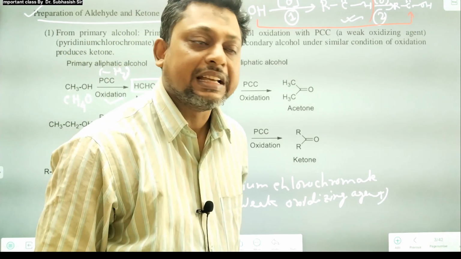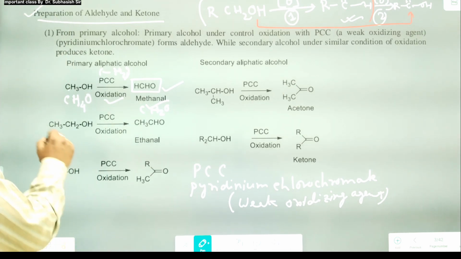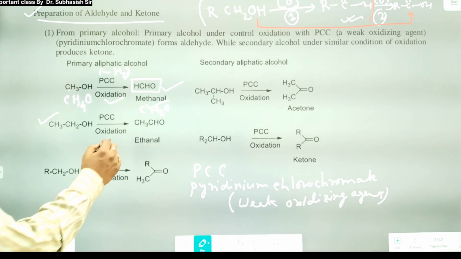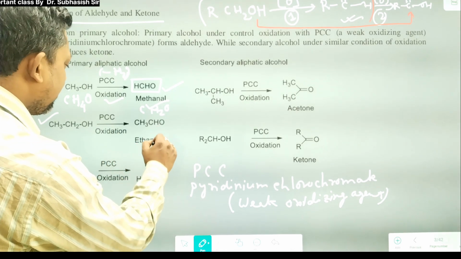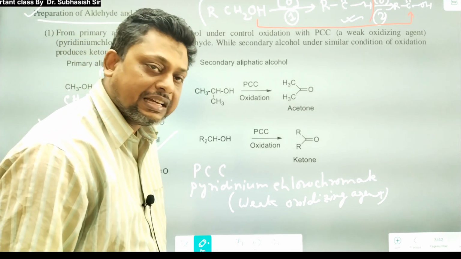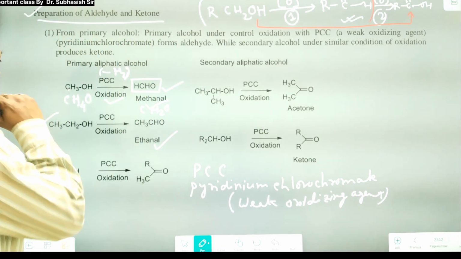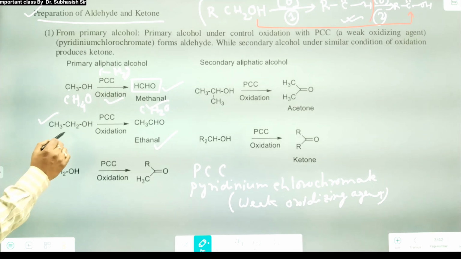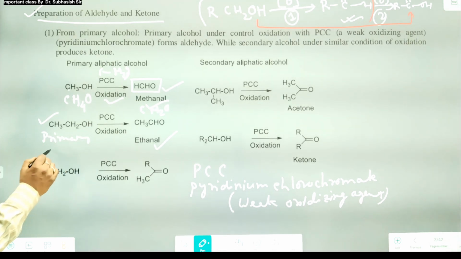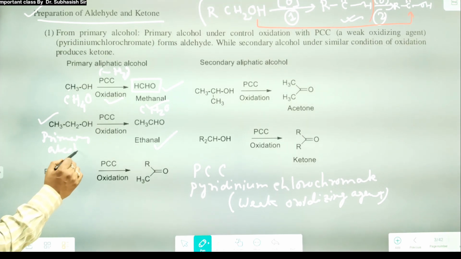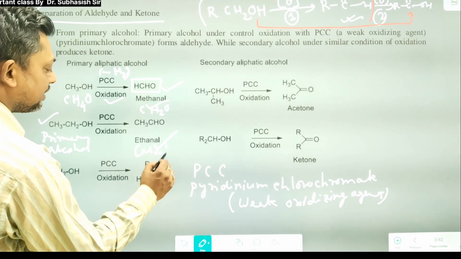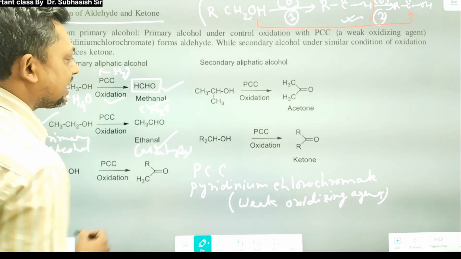Similarly, this ethanol, if you oxidize with pyridinium chlorochromate, you can stop the reaction at the aldehyde, that is ethanal. Now these kinds of alcohols are called primary alcohols. So when a primary alcohol is oxidized, you always get aldehyde.